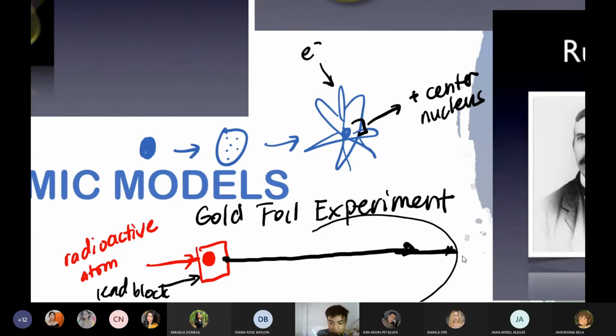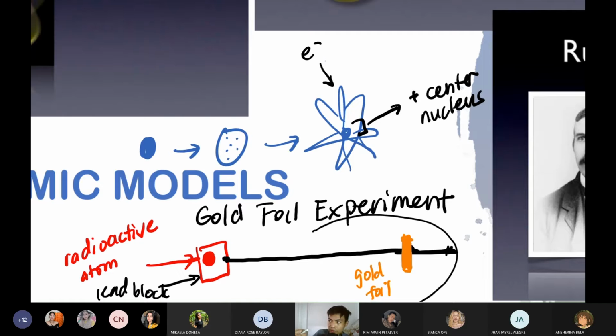Okay? So, ang sumunod na ginawa ni Rutherford is ganito. Siyempre, mayaman siya. Meron siyang gold. Okay? So, ginawa niya, sa gitna ng experiment niya, doon niya nilagay yung gold foil. Tapos, hulaan nyo ano nangyari.